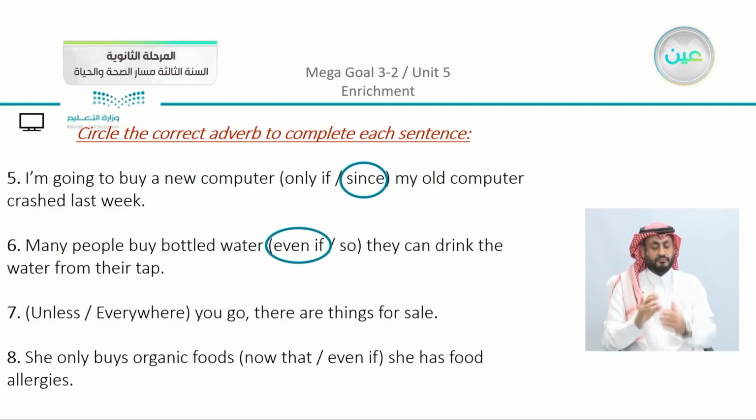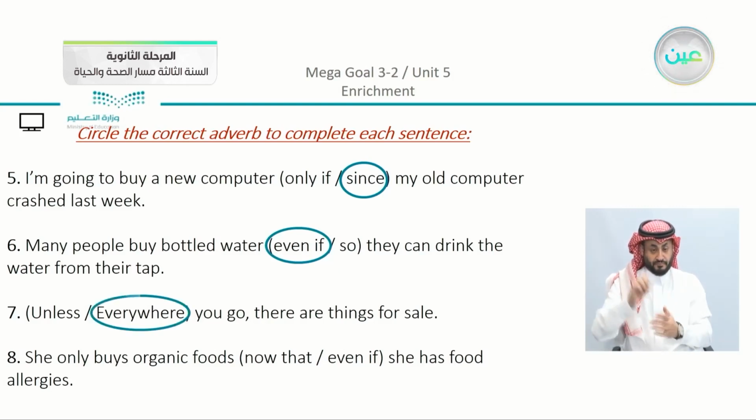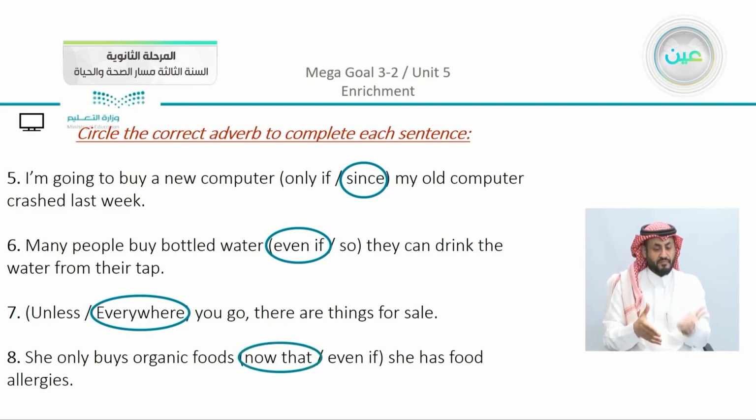Unless or everywhere you go, there are things for sale. So you can see that we have here go, which shows that we have here an easy option. She only buys organic foods now that or even if she has food allergies. So because she has food allergies, we have a reason, so we're going to use now that.